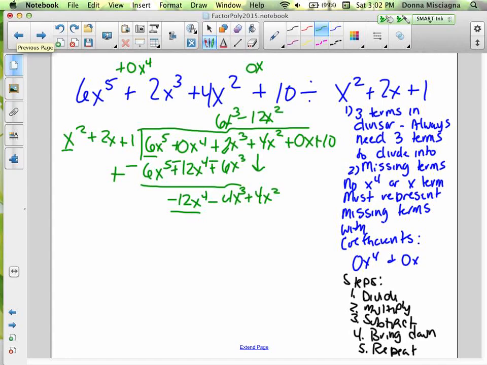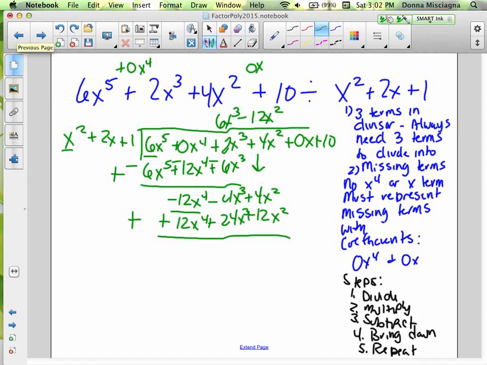Negative 12x squared times x squared is going to give us negative 12x to the 4th. Negative 12x squared times 2x, that's going to be negative 24x cubed. And negative 12x squared times 1 is negative 12x squared. And then we subtract, which means to add the opposite.